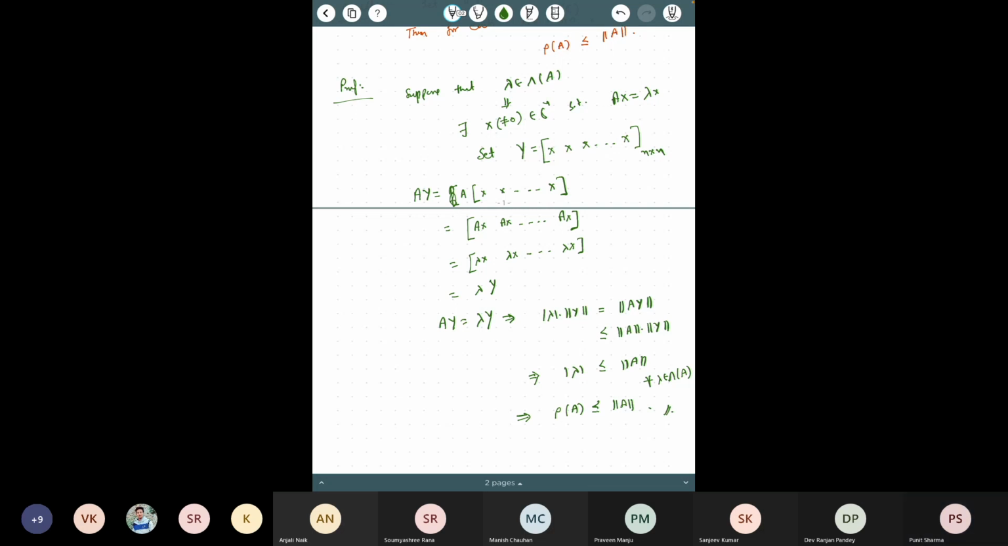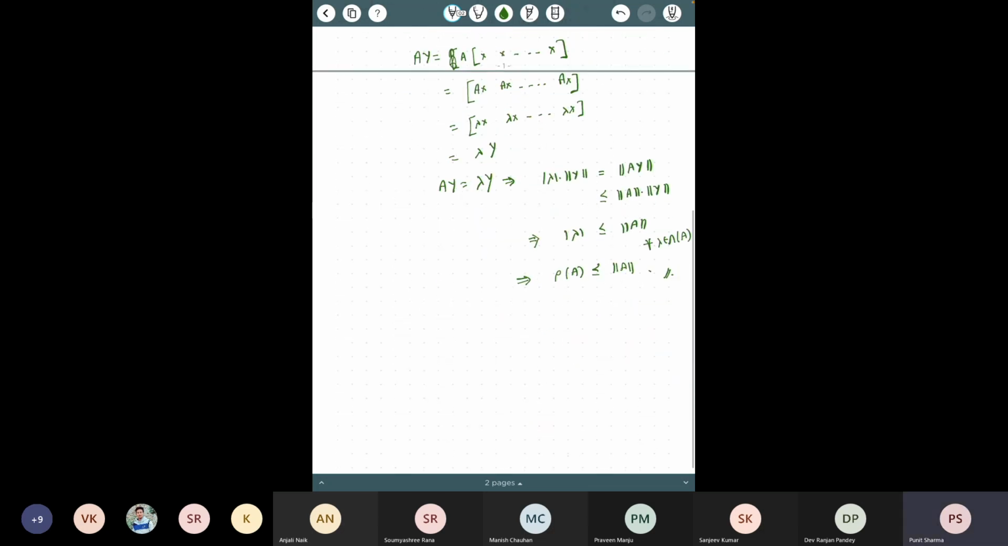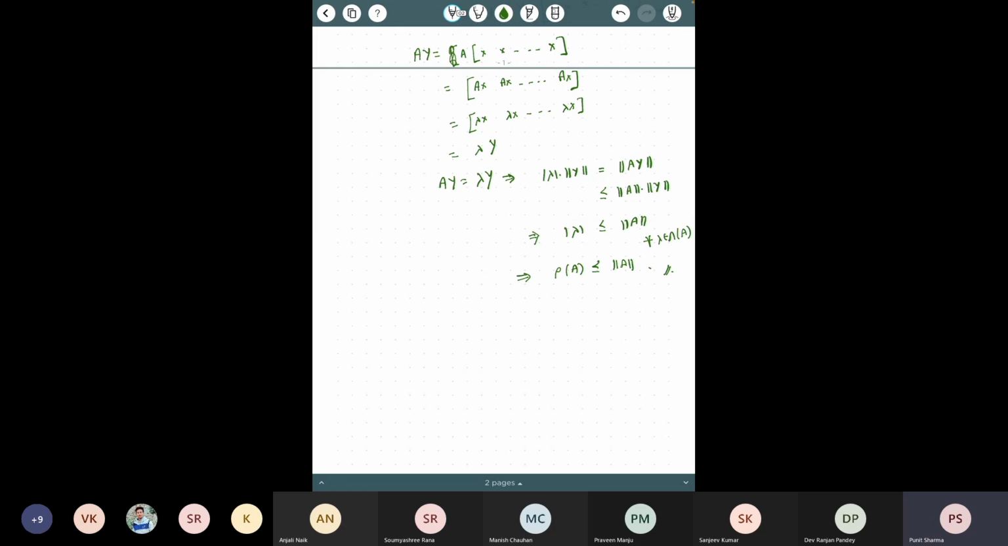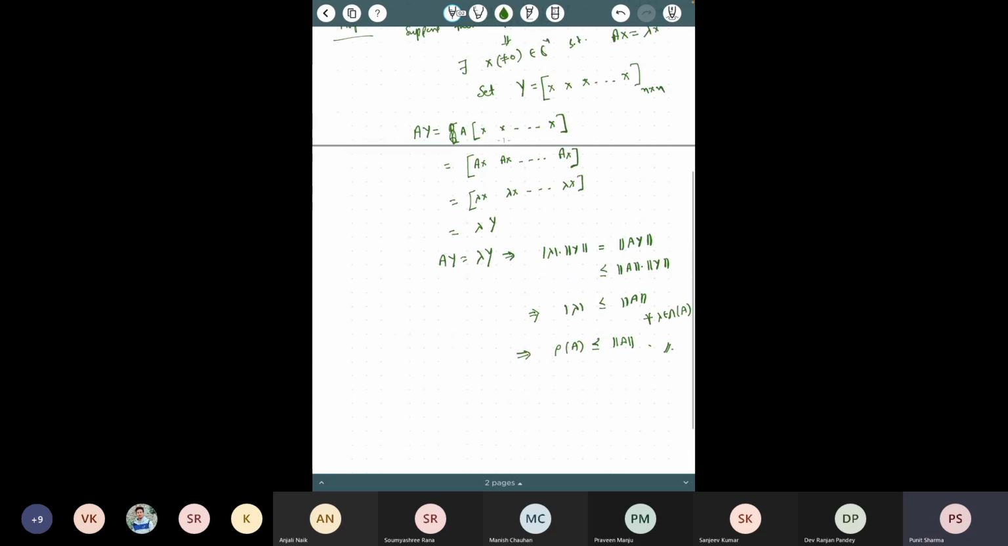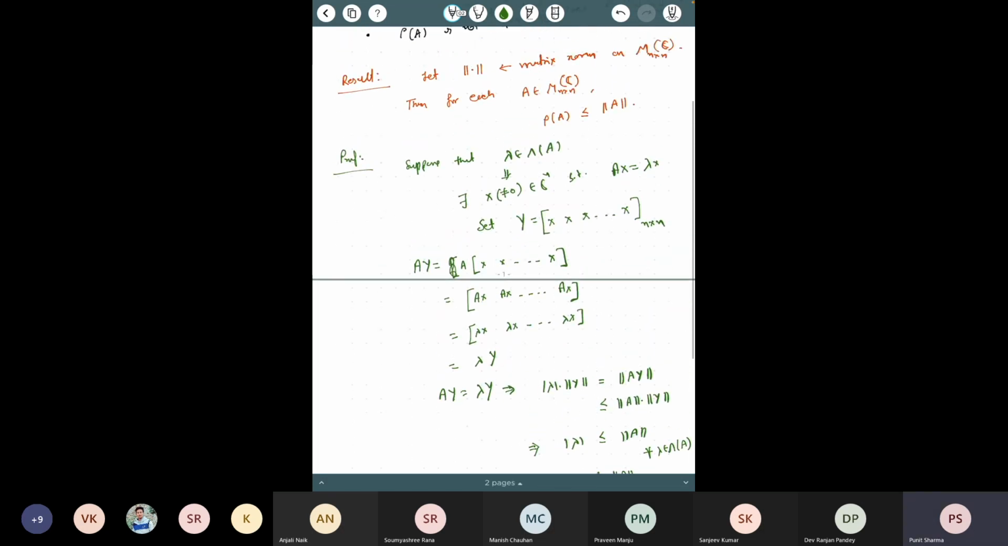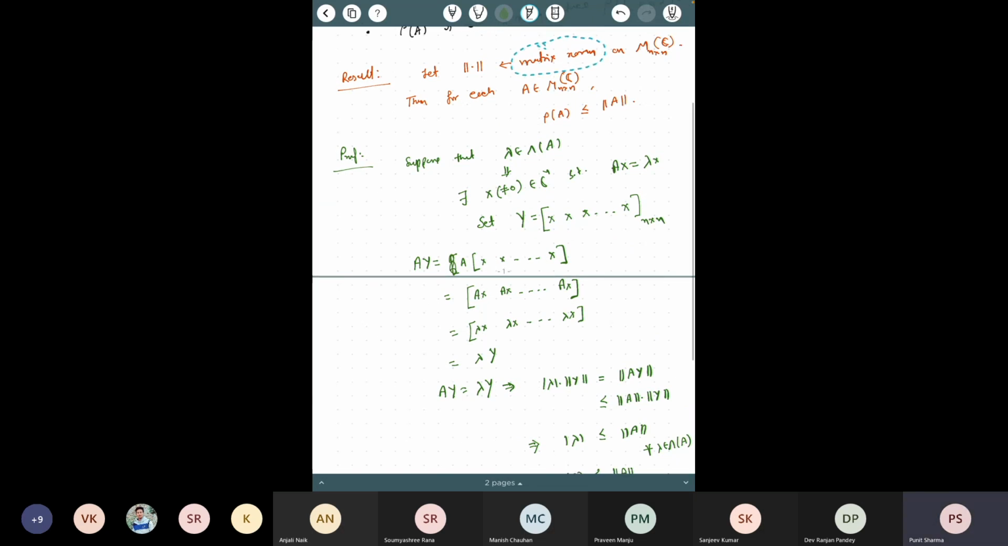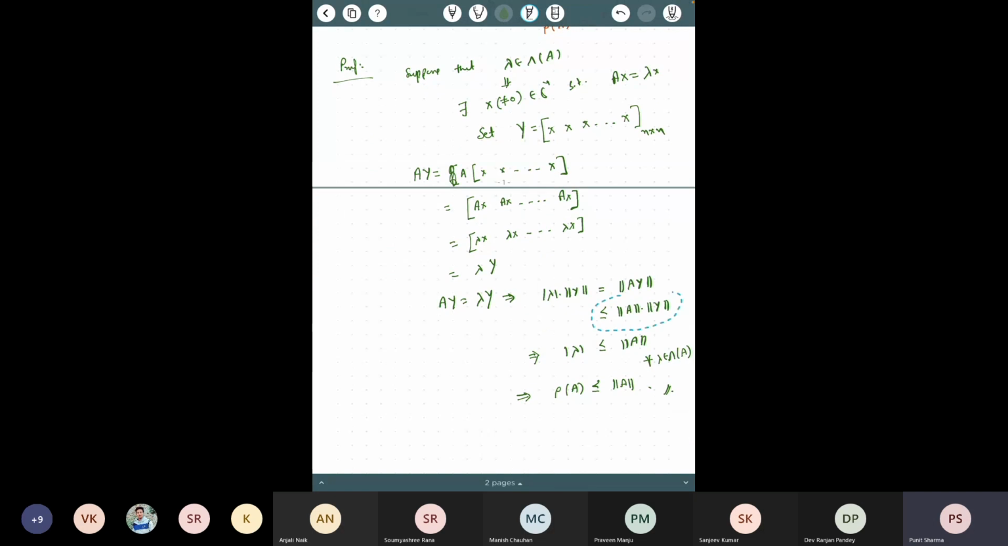So spectral radius is always less than or equal to norm of A, where norm is the matrix norm. For any matrix norm, this inequality is satisfied. But then you can ask why I have mentioned matrix norm. Why not vector norm? Because here you can see that I have used the sub-multiplicativity.